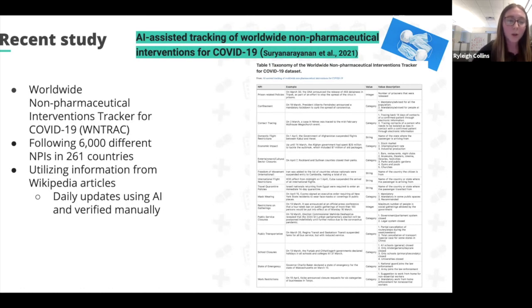They had a web crawler that every single day checks for updates using keywords from these 6,000 NPIs. Then the article is flagged, and a human will go in and read it and then update the data. That's basically the methods of what they did. So, next slide.